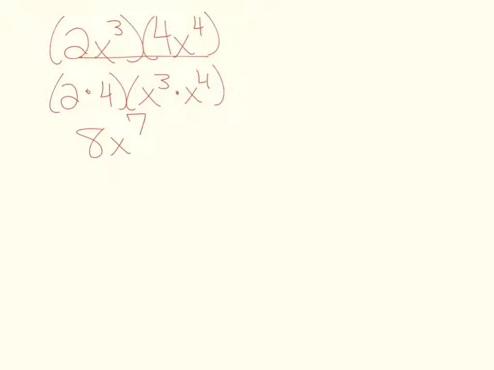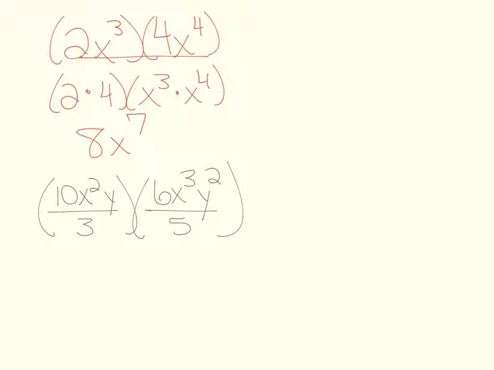This next problem is very similar to that. It looks scary, but it's really not. Let's say I have 10 x squared y over 3 times 6 x cubed y squared over 5. Okay? Again, when you look here, we have numbers, we have variables. Group like things together. So we're going to put the 10 thirds, that's a fraction, times 6 fifths. This is just a fraction right here, 10 over 3, 6 over 5. We're going to put those together.